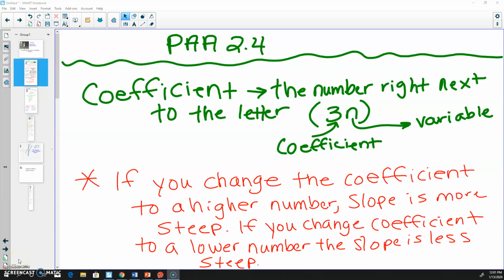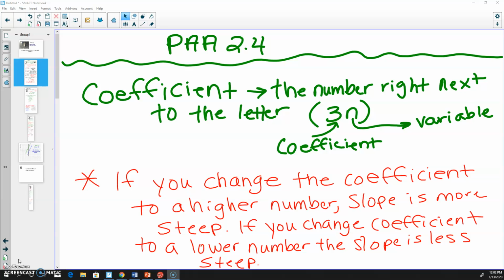Okay, so PAA 2.4 is pre-algebra algebra 2.4, and all we're doing is looking at linear equations, and we change them a little bit, and we watch what happens. So a coefficient is just a fancy word for number next to a letter. If you have a number that's multiplying or dividing with a letter, a variable, that's called a coefficient. Of course, the letter is called a variable.